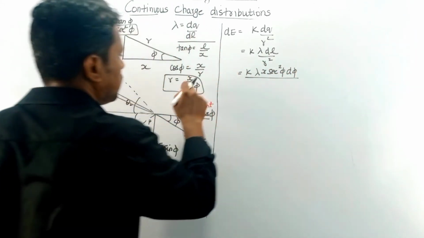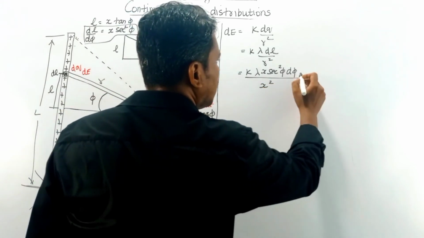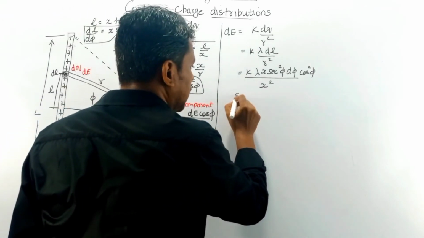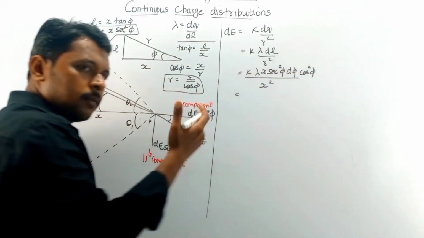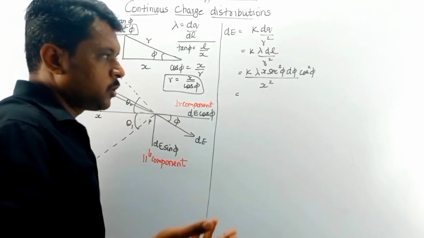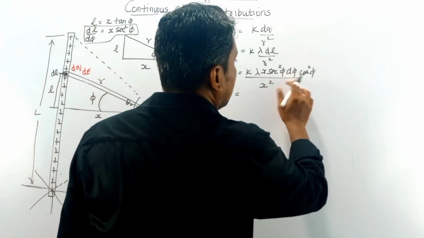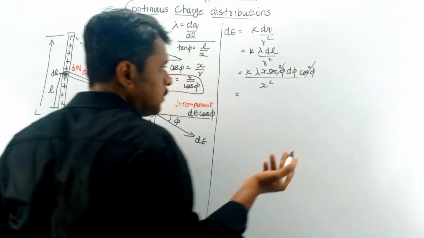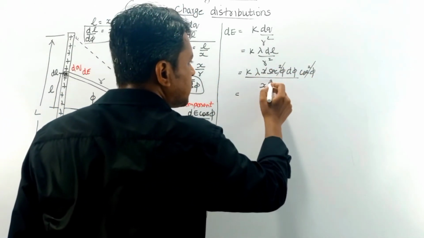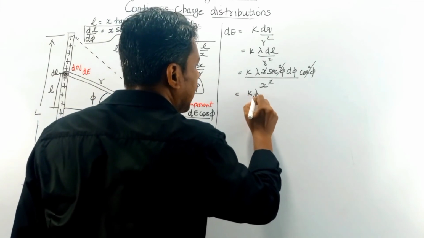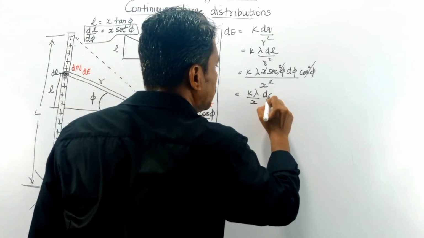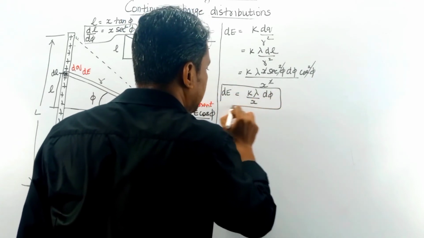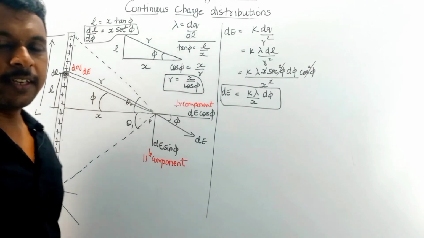So r square, when you substitute r square, the bottom will be x square, and the cos square phi will move upwards from the denominator to the numerator. So secant square and cos square phi are reciprocals, so both the values get cancelled. Here one x also gets cancelled, so the remaining is k lambda by x into d phi. So I have found the general expression for dE, k lambda by x d phi.